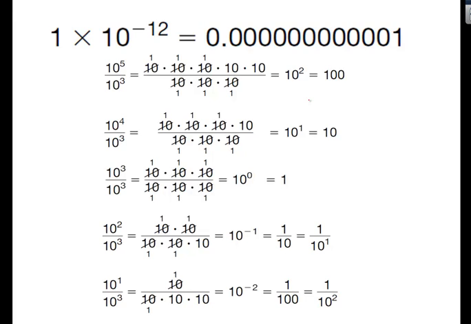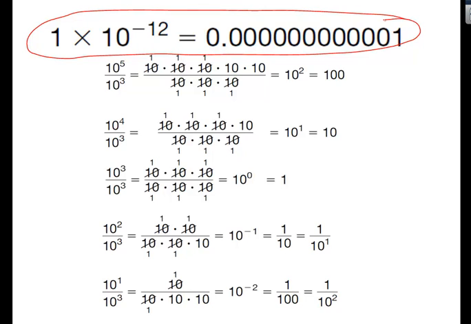So let's first take a look here. 1 times 10 to the negative 12 really means this. Just look right here. The reason why is because if we were to start over here and go 1, 2, 3, 4, 5, 6, 7, 8, 9, 10, 11, 12, we would see that it is 1 times 10 to the negative 12. So let's see how we get to that, why it is that we do that.